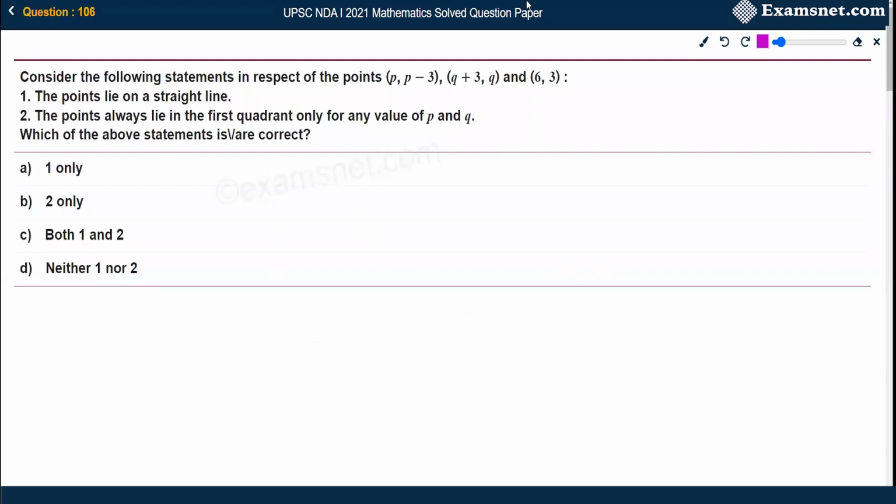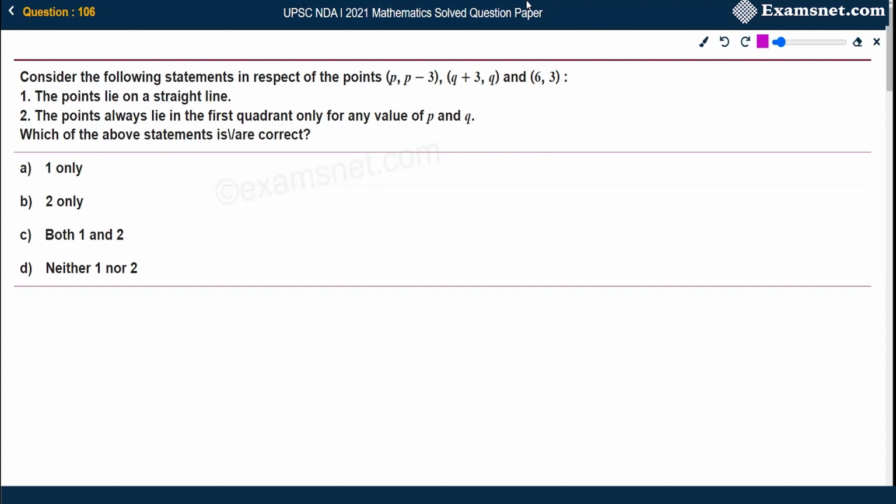In question number 106, it is given: consider the following statements in respect of the points (p, p minus 3), (q plus 3, q), and (6, 3). The first statement is the points lie on a straight line. And the second statement is the points always lie in the first quadrant only for any value of p and q. Which of the above statements is or are correct? Let's talk about the first statement: the points lie on a straight line.